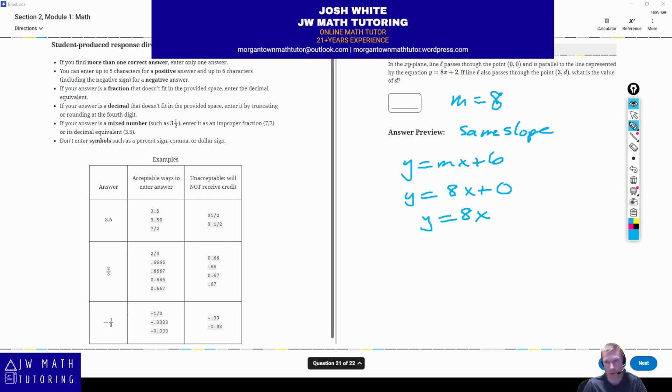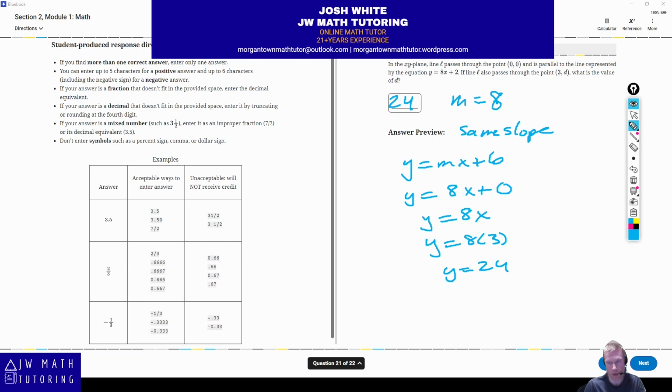So now all we have to do is plug in 3, and we can see that the y coordinate associated with that is just going to be 24. So D is just going to be 24, and that's it. No other work to do on that one.